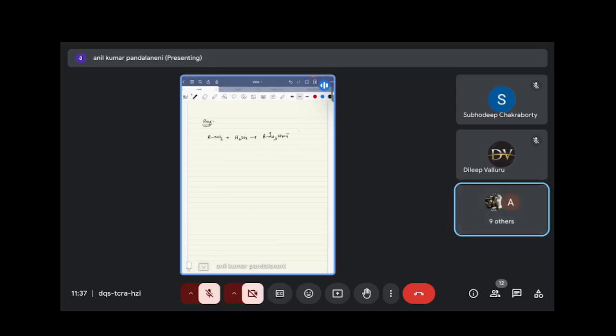NH3 and HS4 minus, which is stable. Stable, it is there. Okay.